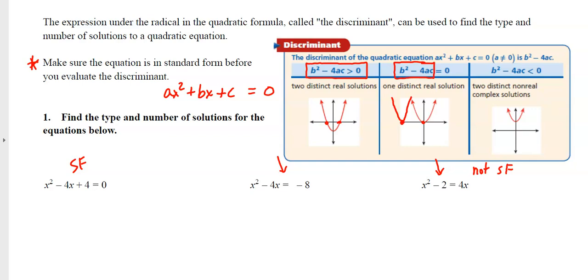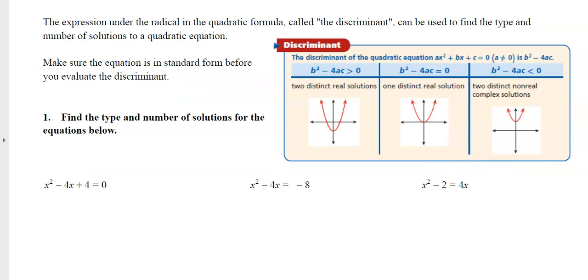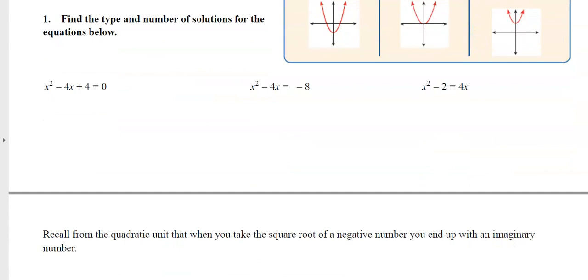And then if you get a negative number under there, that's when we get two not reals, or two imaginary. And we'll talk about complex numbers in a second. So you can either have 2 real, 1 real, or 2 not real, aka imaginary. So a big part of the practice today is finding the type and number of solutions. So you just look at the equation. You don't have to solve the whole thing. We just want to know ahead of time, hey, what type of zeros do we have?